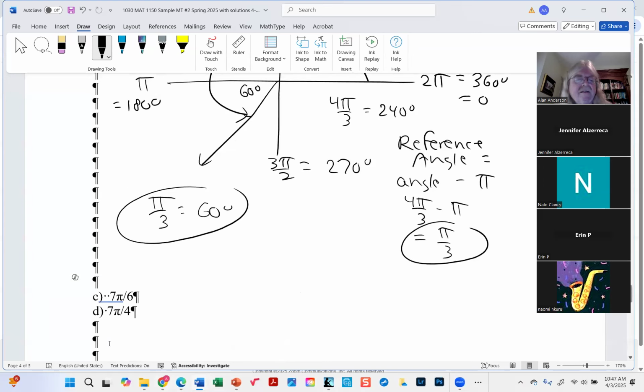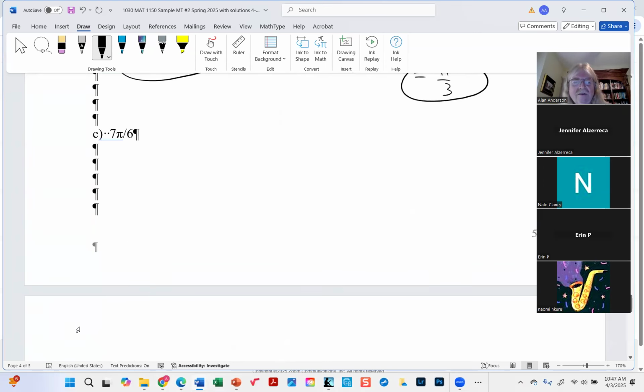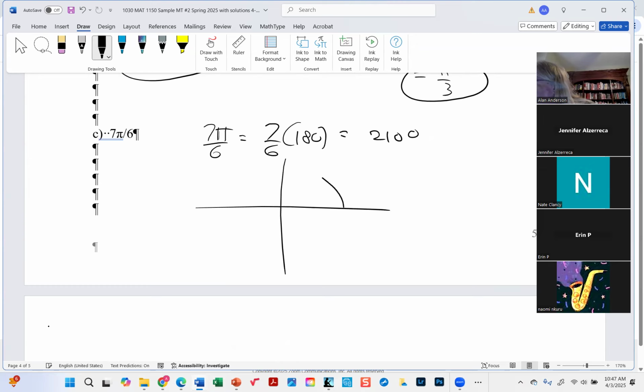Great. Now, how about C, 7/6? All right. So again, if you find radians confusing, you could do this. This is equivalent to 210 degrees, which means you went around through the first two quadrants and then an additional 30 degrees into the third quadrant.